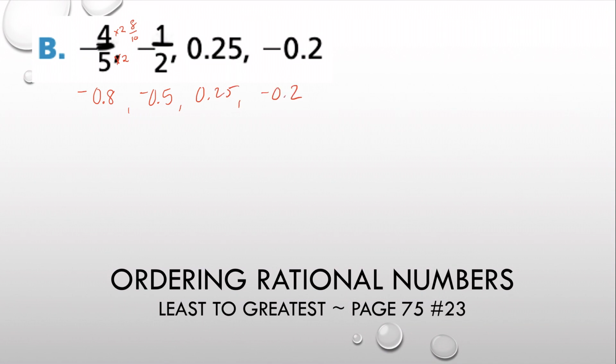Okay, so now everything is in decimal form, so it's a lot easier to compare. This one is the only one, 25 hundredths is the only one that's positive, so we know that's going to be the greatest one, so that's going to go all the way to the right.